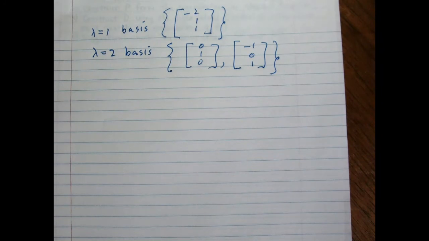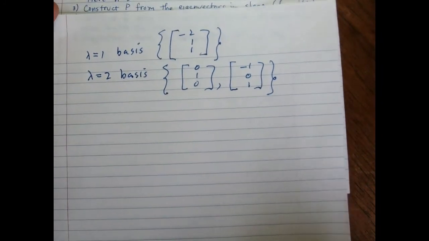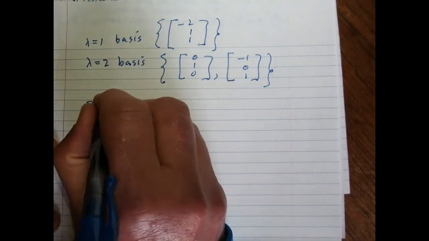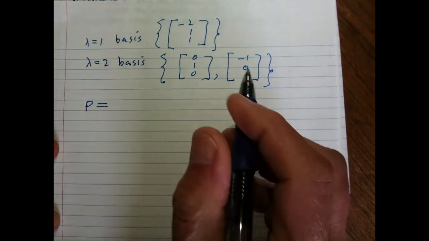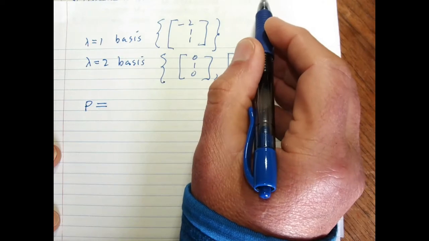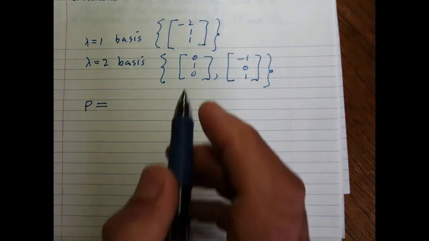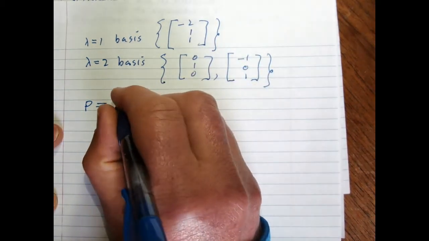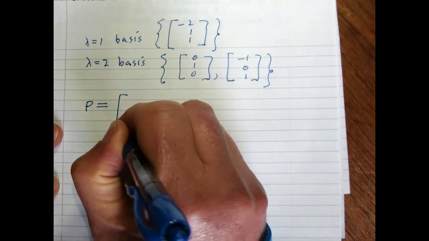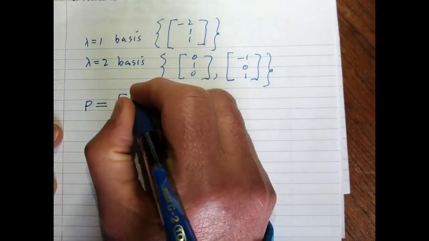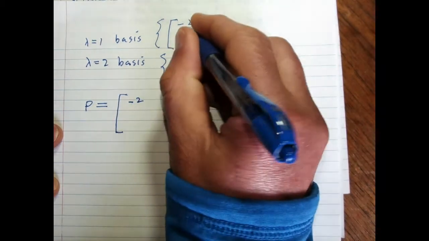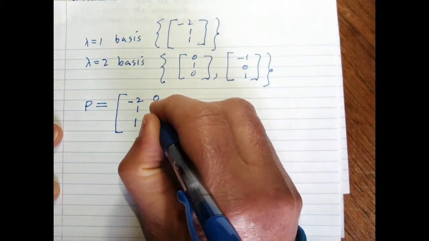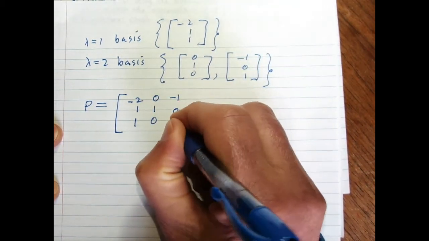So now step 3 of the process is to construct the matrix P. The matrix that will work for P is constructed from the eigenvectors we got in step 1. I can put these basis vectors in any order, but I just need to be consistent when I construct the diagonal matrix D, as we'll see in a second. So P, I'm just going to take this first vector, negative 2, 1, 1. Then I'm going to take 0, 1, 0, negative 1, 0, 1.